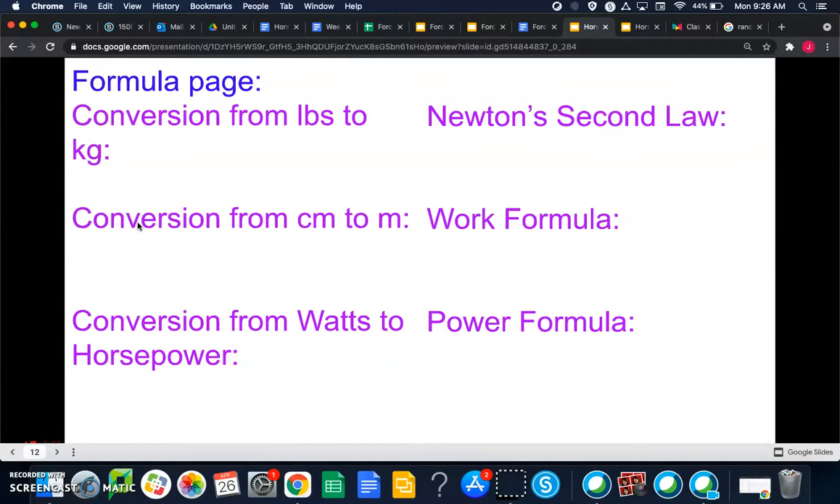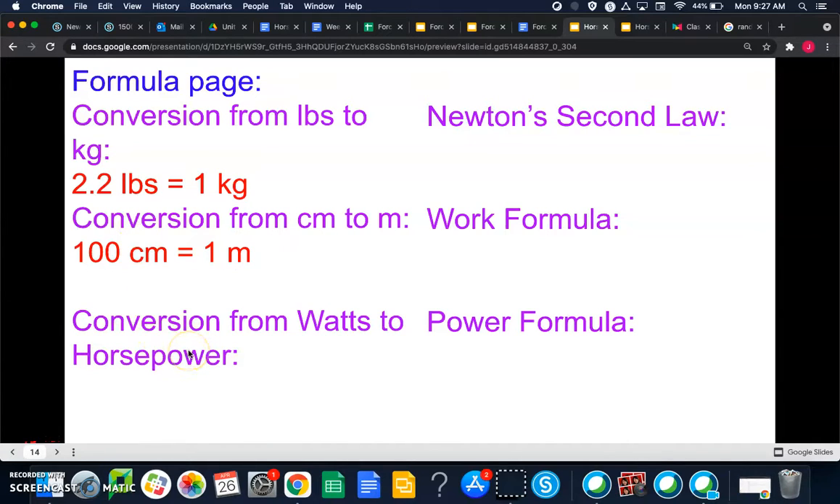Okay, and so then up next we've got a formula page. You're going to use these formulas throughout the various steps here. So the first formula is for converting from pounds to kilograms. So there's 2.2 pounds in 1 kilogram. Next formula is for converting from centimeters to meters. There's 100 centimeters in each meter.